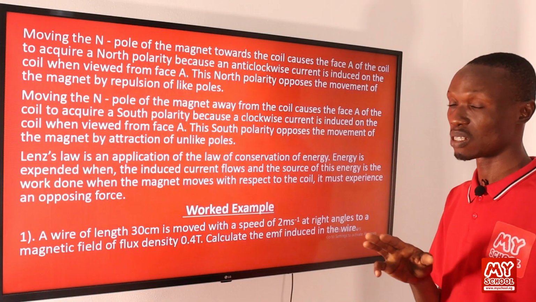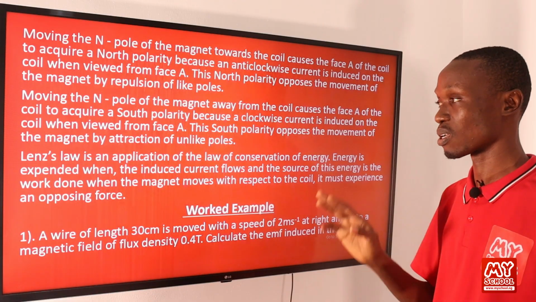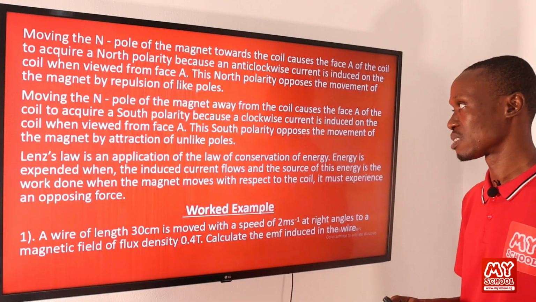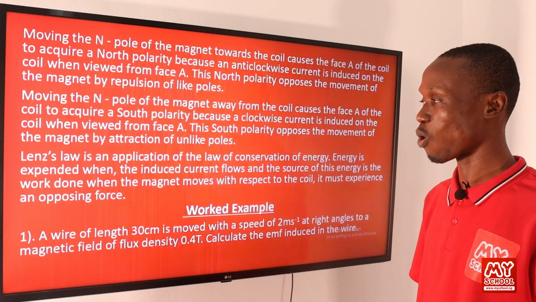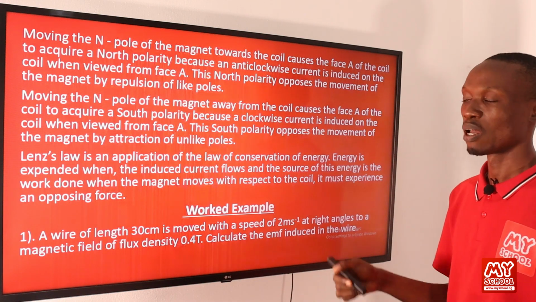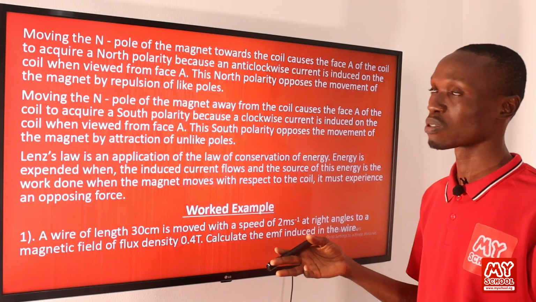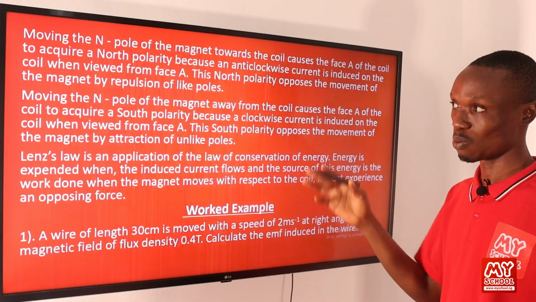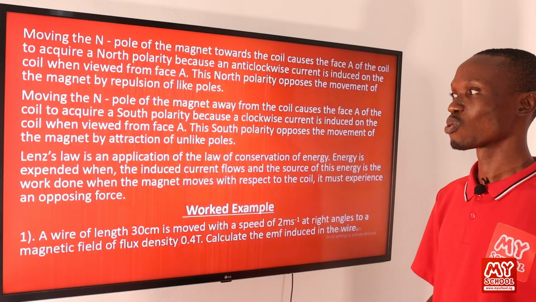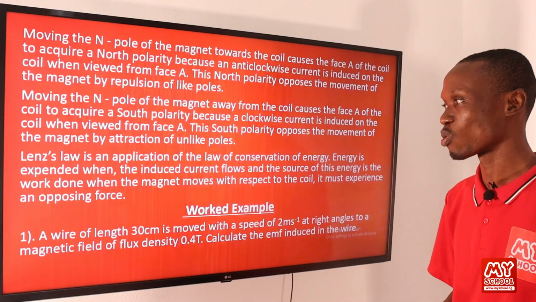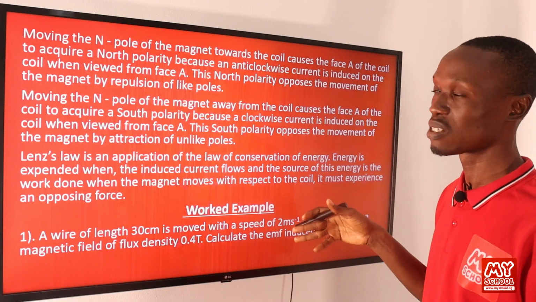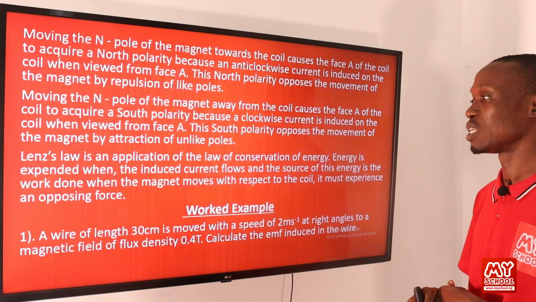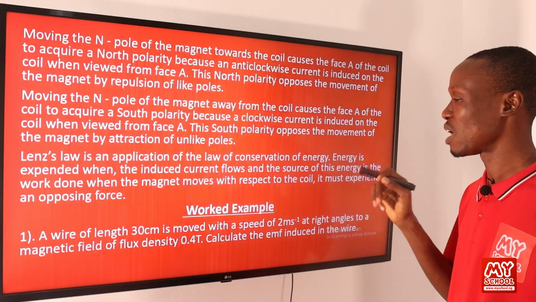So you can actually see that on the diagram in the previous slide. This south polarity opposes the movement of the magnet by attraction of unlike poles. Now remember that we said like poles repel and unlike poles attract. So basically that's what we are seeing here. So Lenz's law is an application of the law of conservation of energy. And why is it an application of the law of conservation of energy?